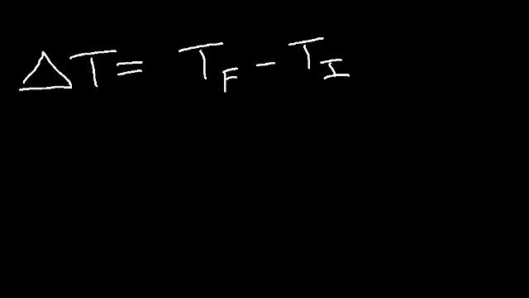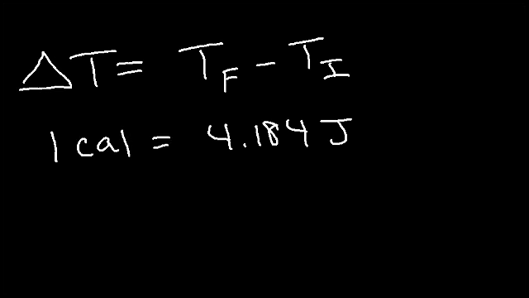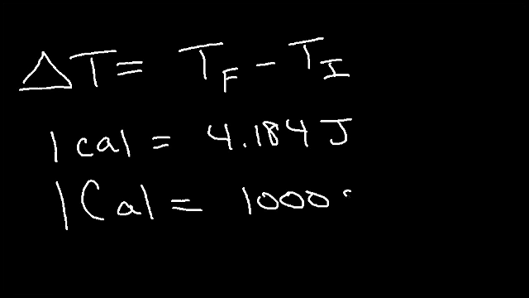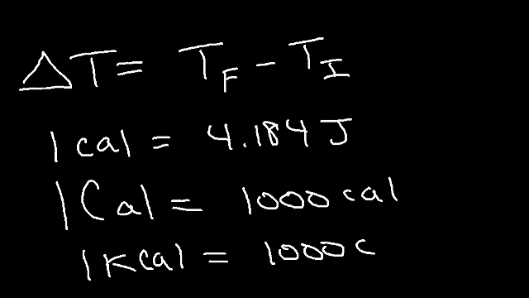And you need to know some other unit conversions related to these problems. For example, 1 lowercase calorie is a unit of heat energy. It's equal to 4.184 joules. It's based on water. A capital calorie is 1,000 lowercase calories. And a kilocalorie is also 1,000 calories. So make sure you're aware of those unit conversions.